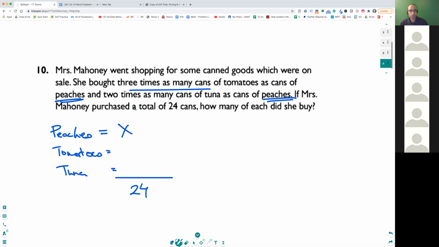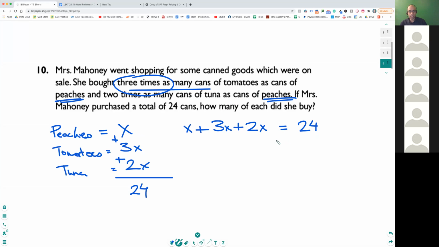So tomatoes: she bought three times as many, which means it's going to be 3x, because you already chose x to be the peaches. That's why the tomatoes is 3x. And then the tuna is two times as many cans of tuna as peaches, so that's 2x, because this is twice of this and this is three times of it. Then you add them together. So you get x plus 3x plus 2x, and that's equal to 24.